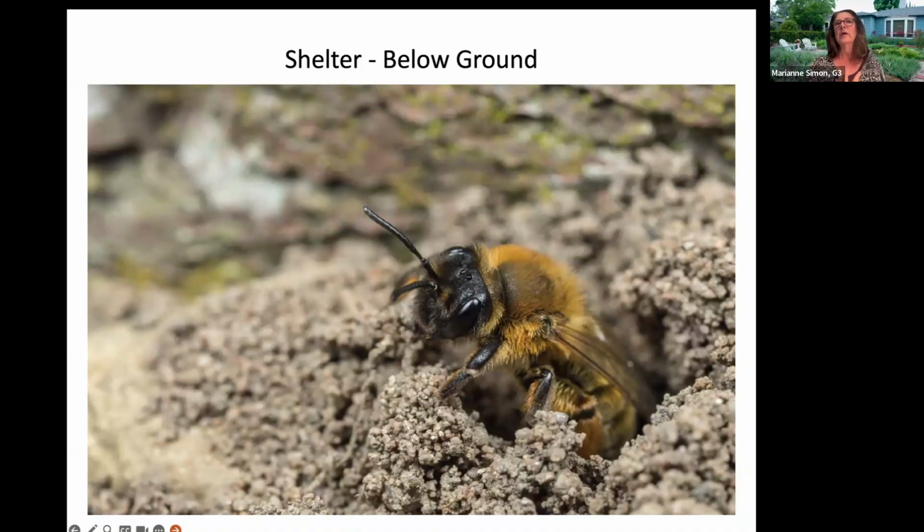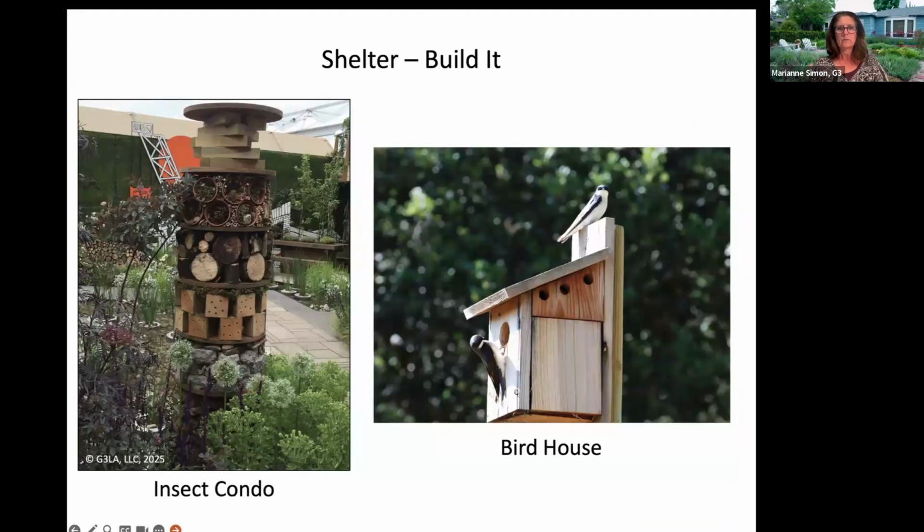Creating shelter below ground. So this is actually a native bee. We tend to think of bees in hives, but there are actually many, many bees that also live below the ground. So how do we create welcoming spaces for them so that they can do their job in keeping that balance? Shelters. This is not only fun, but the benefits are tremendous. You can build an insect condo, you can build a bird house, bringing art into the garden, if you will.